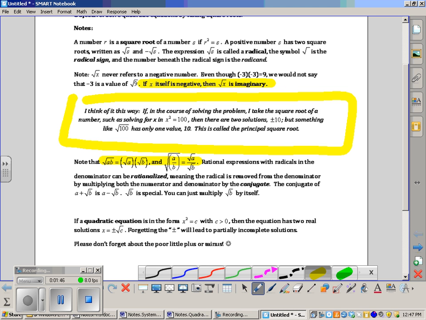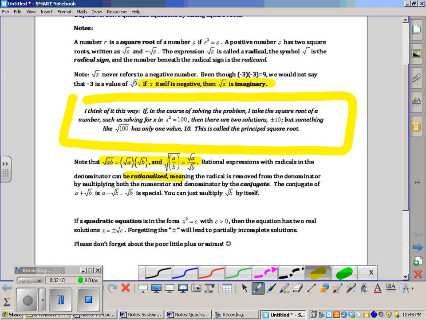Here's something that's important. Rationalizing the denominator means when you take the radical out of the denominator by multiplying the numerator and the denominator by the conjugate. We will be talking about that today. It says here the conjugate of a plus b is a minus b, and square root of b is special. If you just had square root of b, you would just multiply by square root of b.